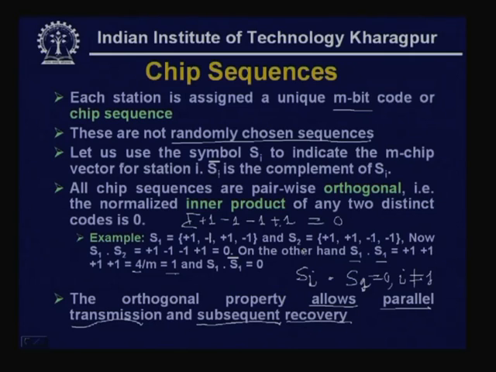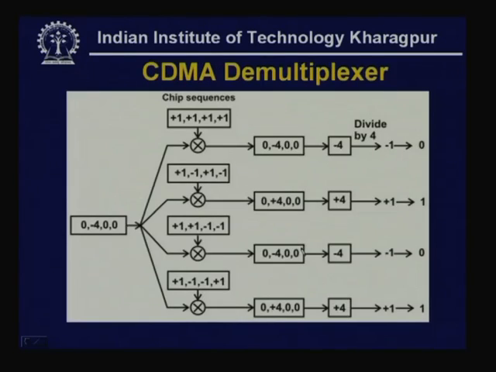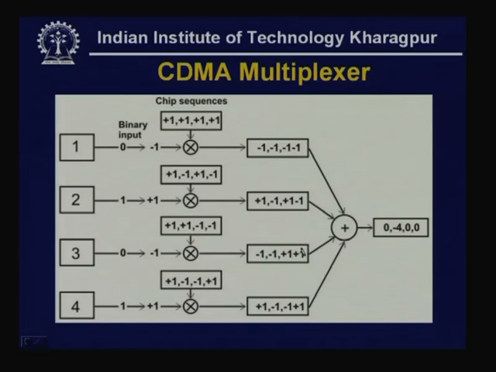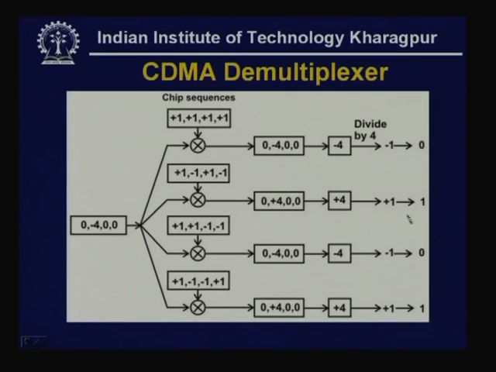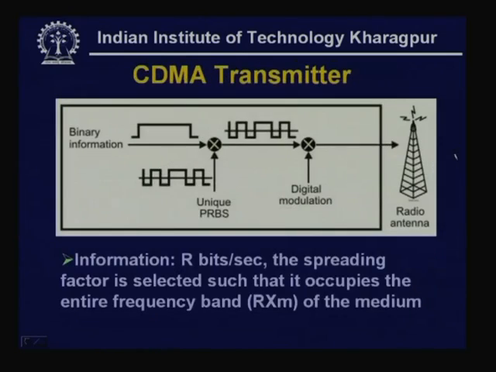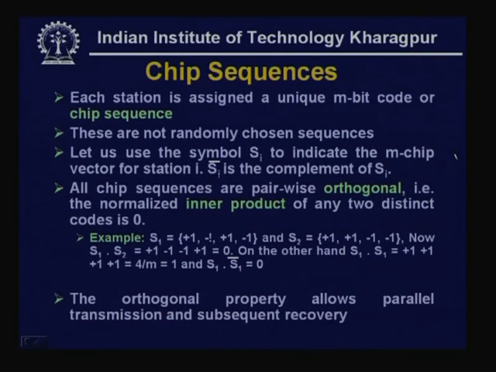So, as I mentioned, the orthogonal property allows parallel transmission and subsequent recovery at the receiving end, and I have already explained how exactly it is being done with the help of these two diagrams. Here you are doing the multiplexing, and as you can see the chip sequences satisfy the orthogonal property, then you can sum them together, then you can transmit, and at the receiving end you can separate them out. So, this is how the chip sequences are to be designed.